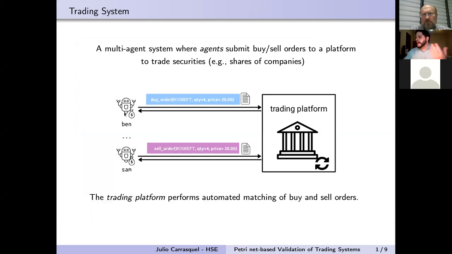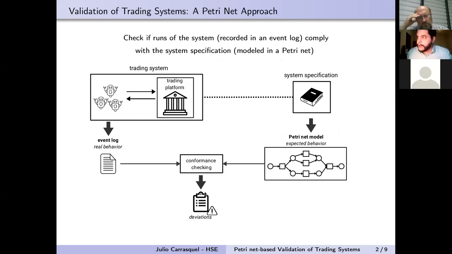For example, we could have Ben. He wants to buy 40 stocks of the security Rosneft at a price of $20. And we have another trader that wants to sell them. Then they submit these orders to the system, to the platform, and the platform performs automatic matching of these orders. What is our research about?